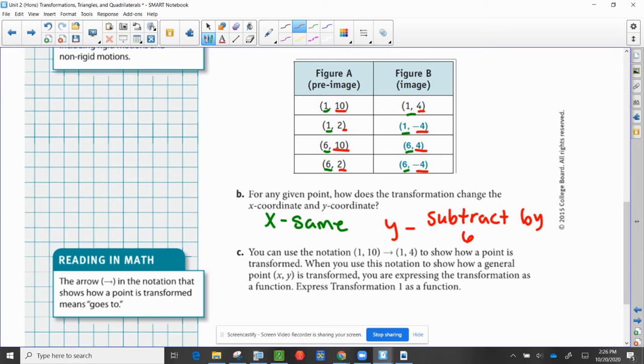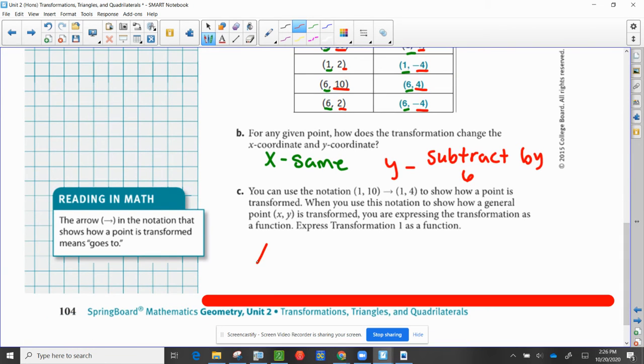So if we had to write a general rule for this, this is how we would do it. So we would start with x, y, that's your pre-image, and how we would write our transformation rule as a function. So our x didn't change, so that's going to stay the same. But our y, we would put y minus 6. So what this tells me is the x doesn't change, but the y, whatever that y value is, we would take off 6. So that arrow in the notation shows how it's transformed. It means goes to. So the original pre-image goes to this image.